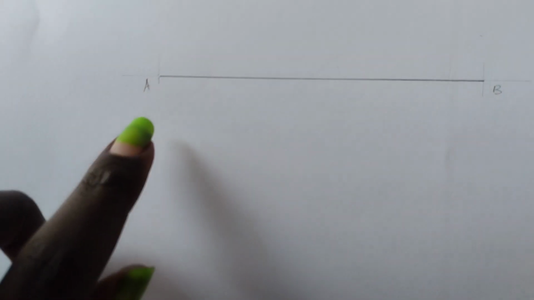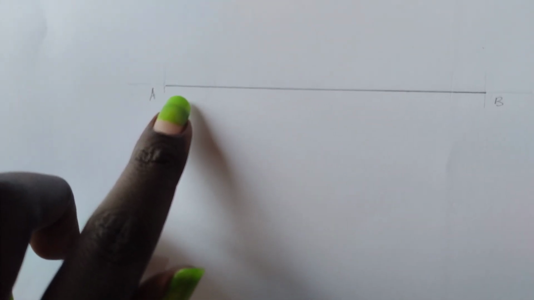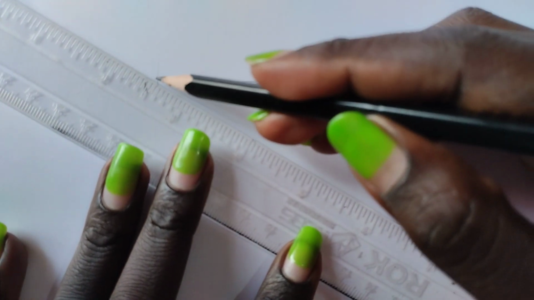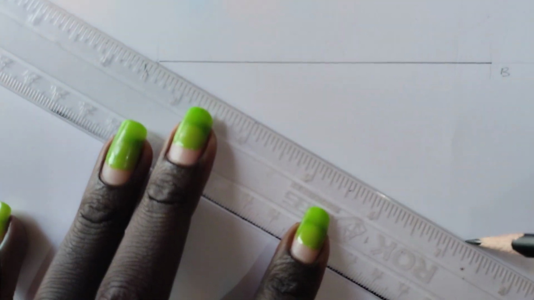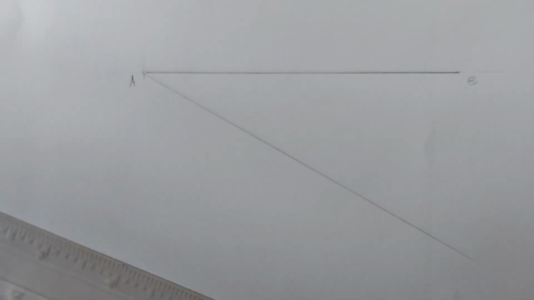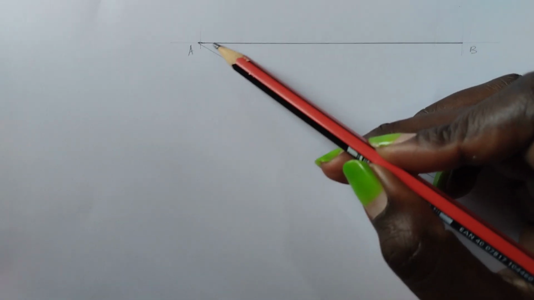Now, when we're doing a division of a line, we'll have to construct or draw another line at just a desired angle from point A. An angle of your wish here from point A. You can see mine. This is an angle of your wish.